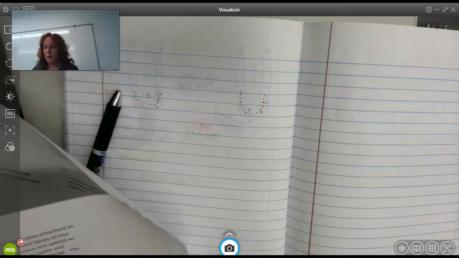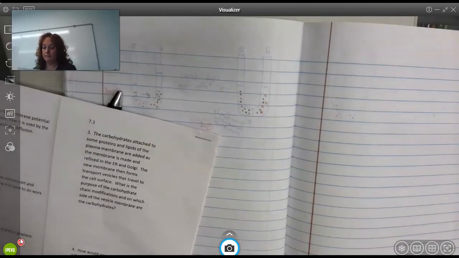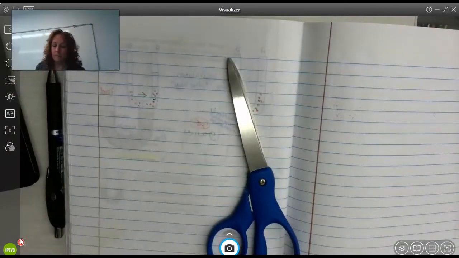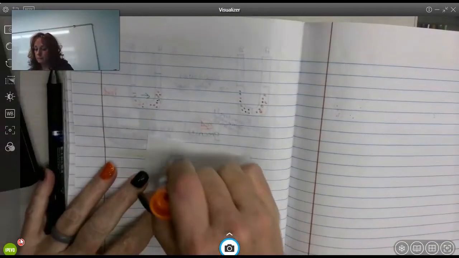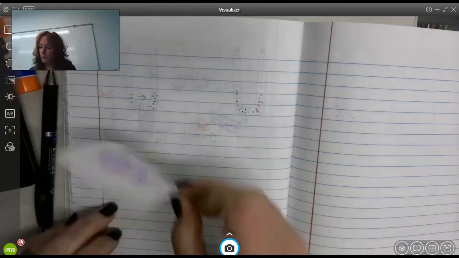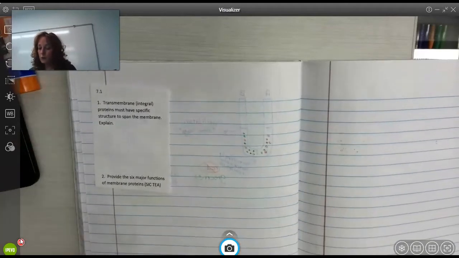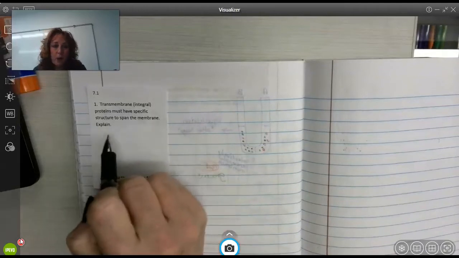We are going to work on the two strips that are 7-1. So the very first question, or what we're going to write to, we've talked about a whole bunch.